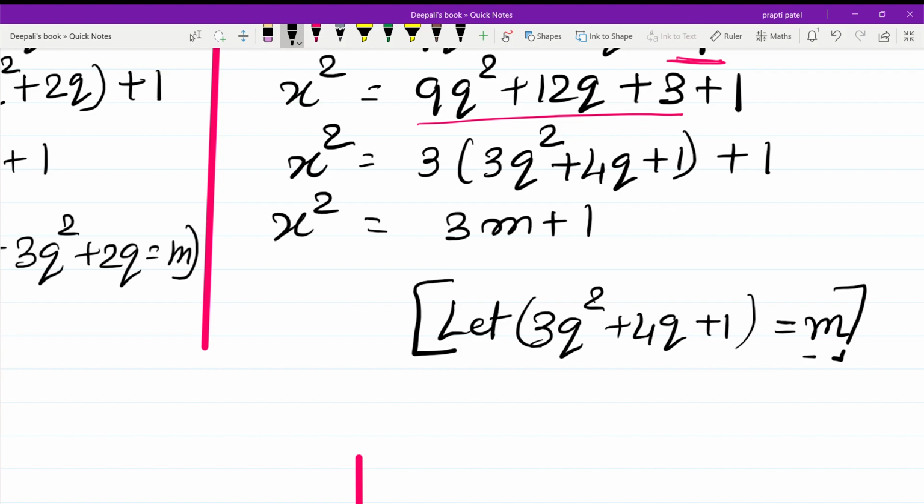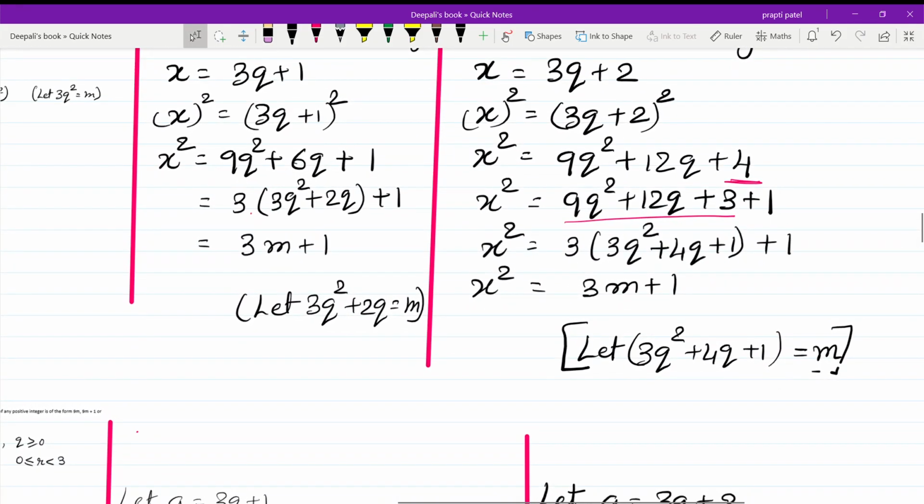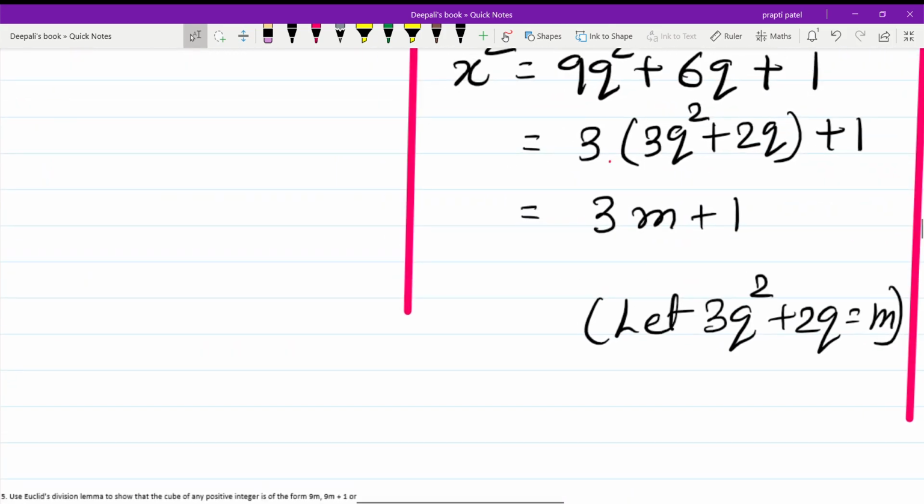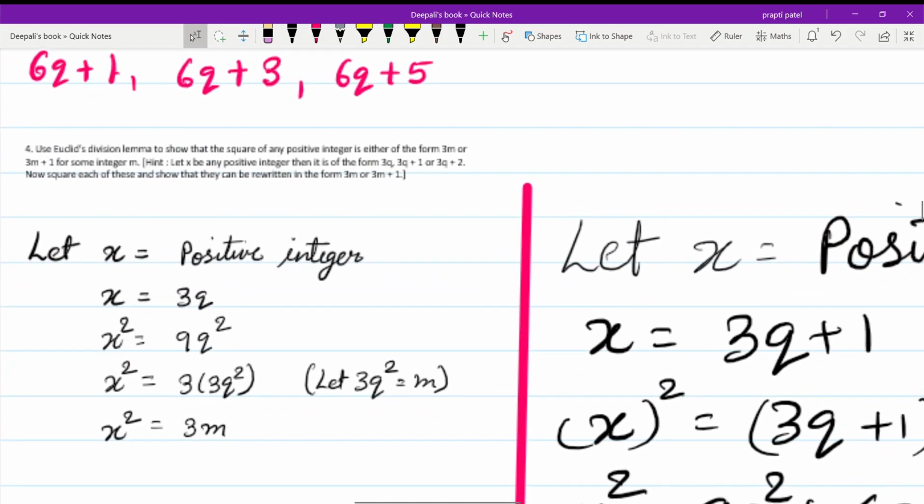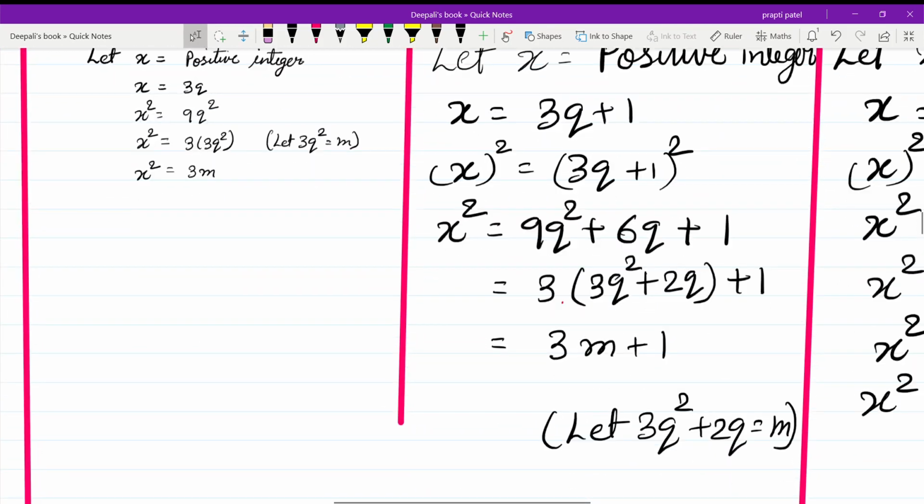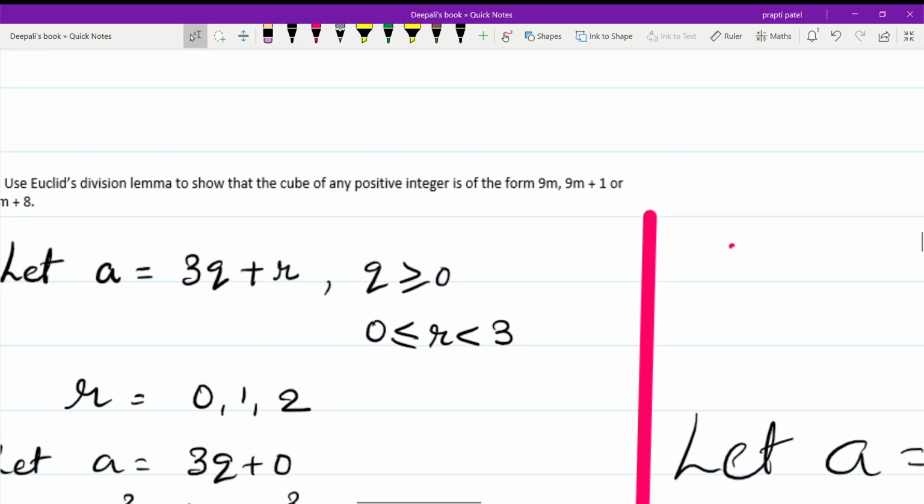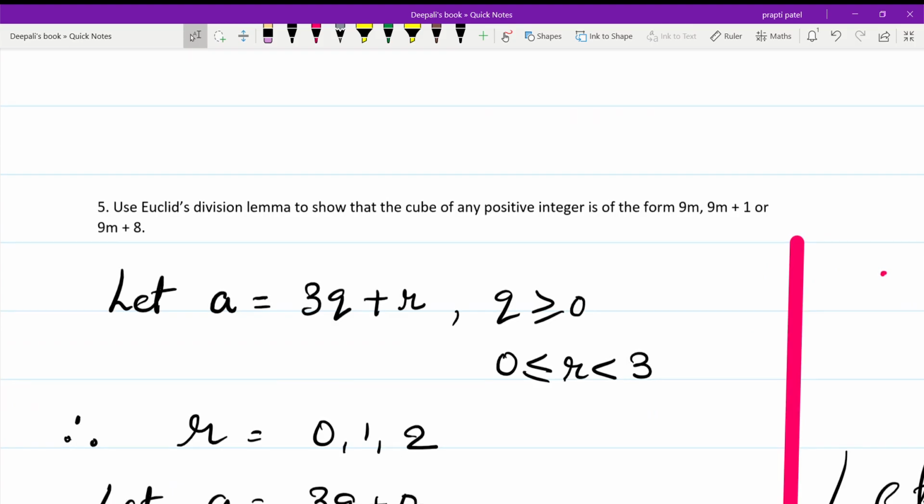So we can say that any square number is of the form 3m or 3m plus 1 form. One more example for cubic numbers. Use Euclid's division lemma to show that the cube of any positive integer is of the form 9m, 9m plus 1 or 9m plus 8.